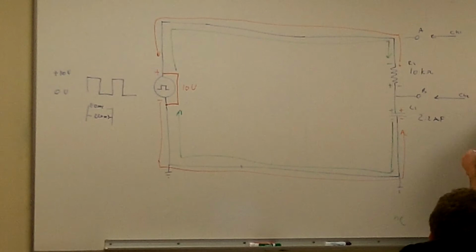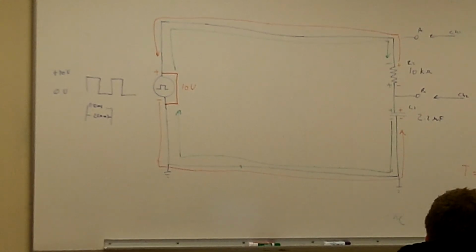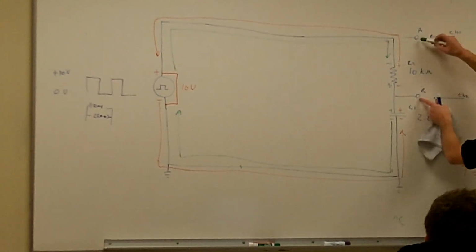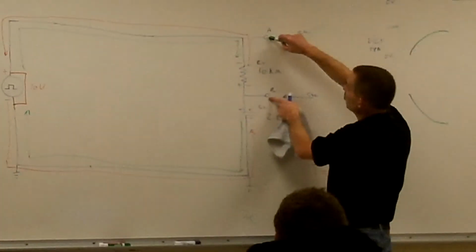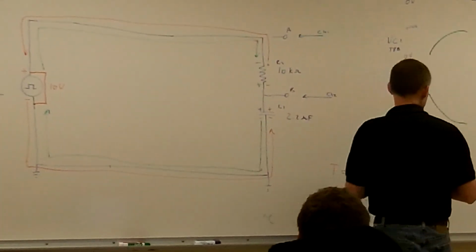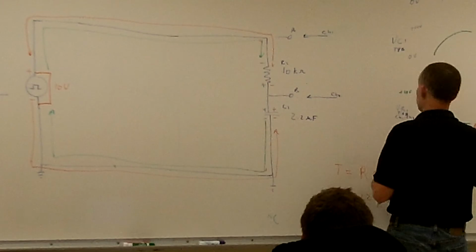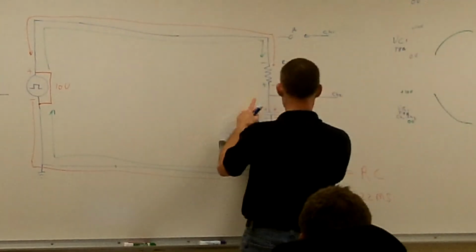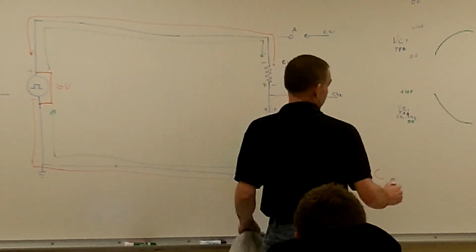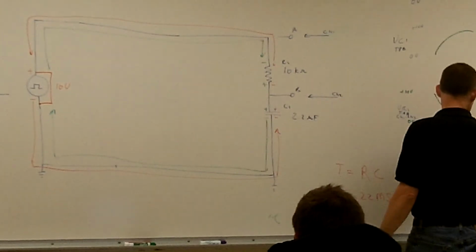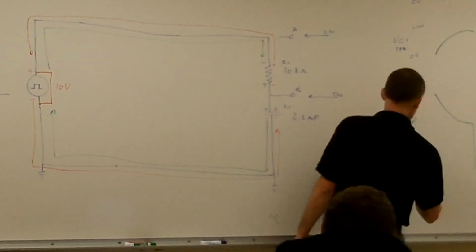The polarity across my resistor has changed. So if I'm doing the difference between channels A and B, my resistor is going to have a negative 10 volts. So the minute I close that switch, it's going to take all the source voltage, and it's going to shoot down to a negative 10 volts.